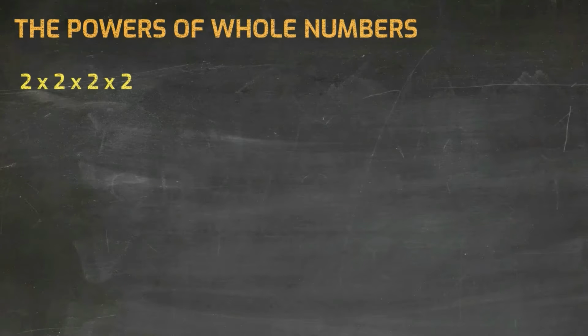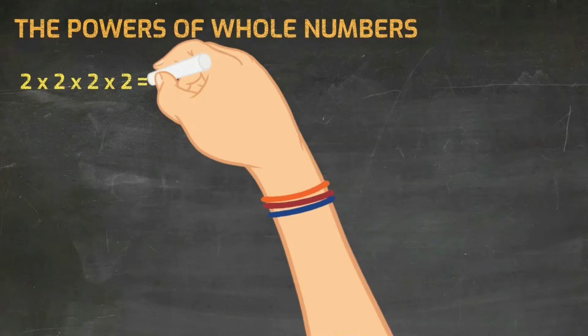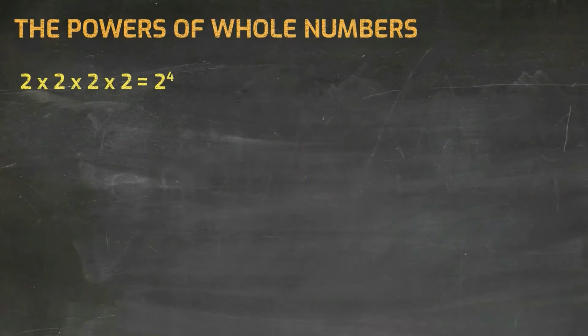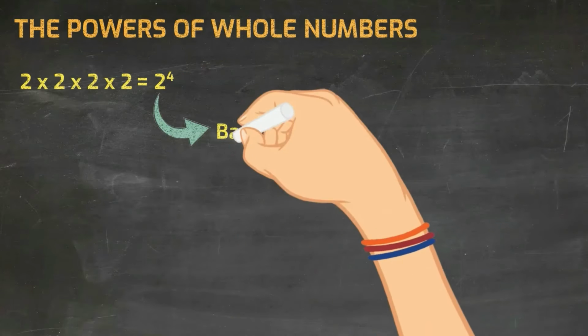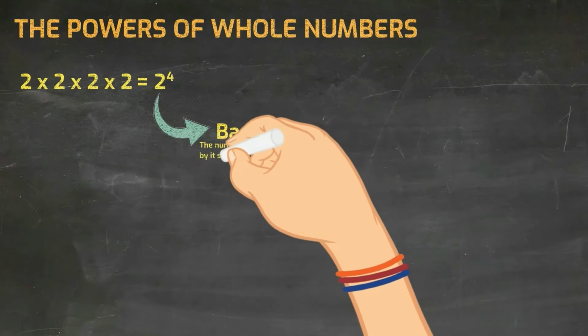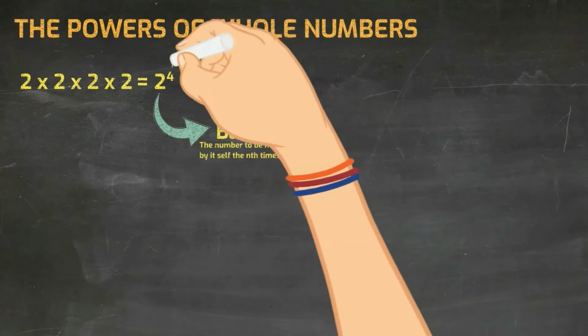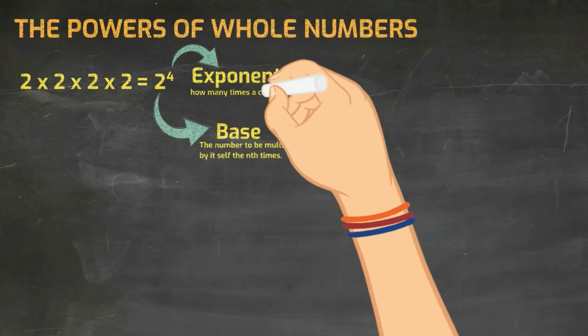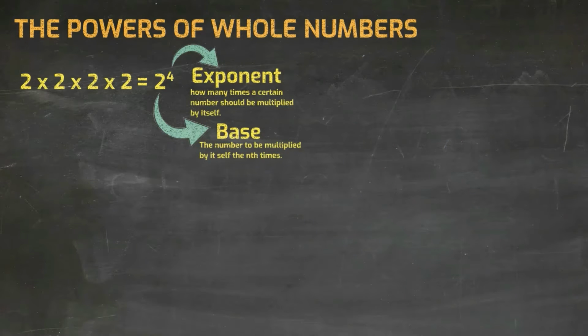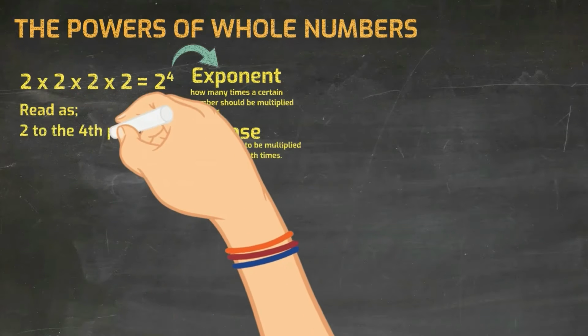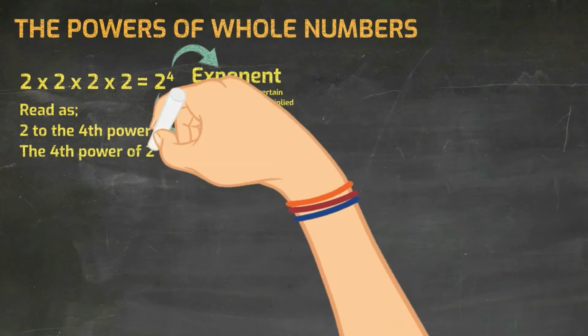Using exponents, the expression can be written with the base number and a number written on the upper right side of the base number called the exponent. In this example, 2 is the base, and 4 is the exponent. The base is the number that is to be multiplied by itself. The exponent is the number of times the base is to be multiplied by itself. This expression is read as 2 to the 4th power or the 4th power of 2.